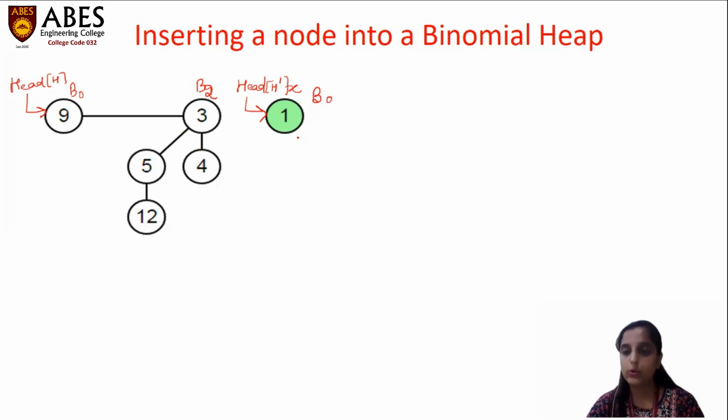Now, when we unite these 2 binomial heaps, first we check, is there any binomial tree having degree B0? Yes, we have one binomial tree of degree 0, so we'll write it here, 9. Now, there is one more binomial tree whose degree is B0, so we're going to fix it here. Now we'll check for B1. There is no binomial tree in either of the binomial heaps of degree B1.